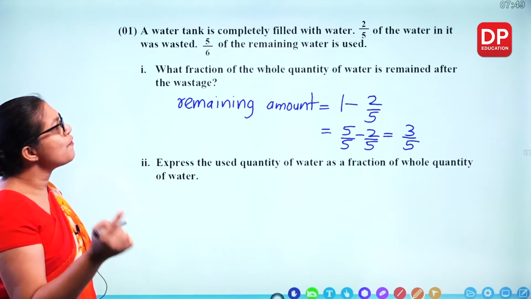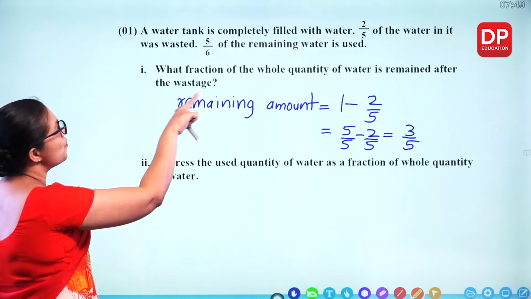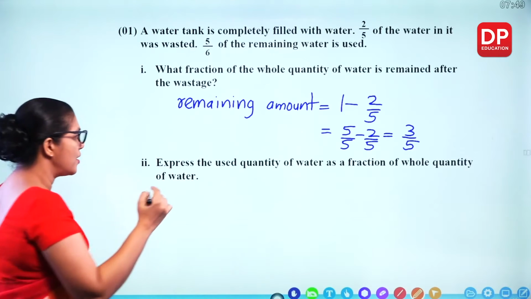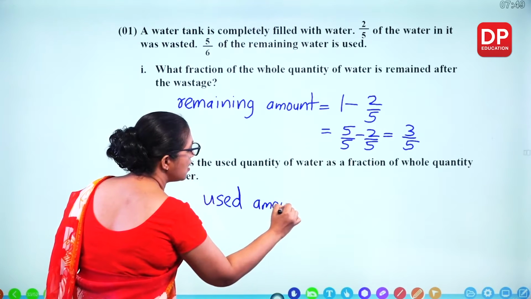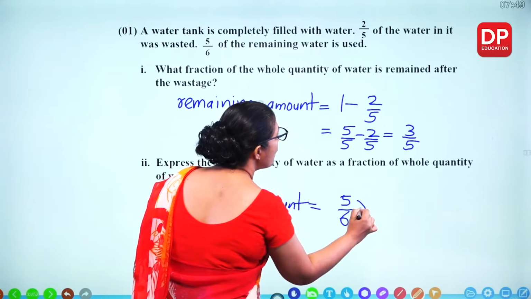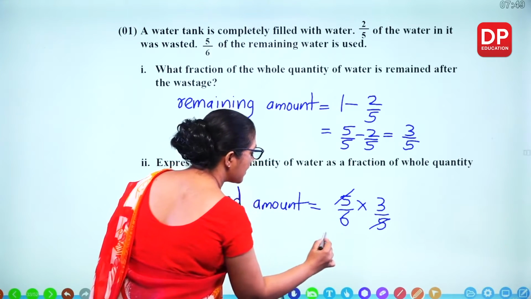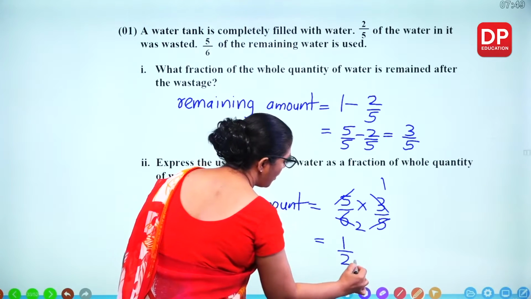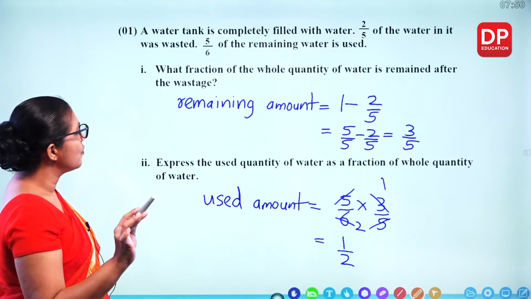2/5 of the water was wasted and then 5/6 of the remaining water is used. So what is the used amount? Used amount is 5/6 of the remaining amount, 3/5. 5 and 5 get cancelled out. 3 and 1, 3 and 2, that means half. Half of the tank is used. So that's the 2 parts.